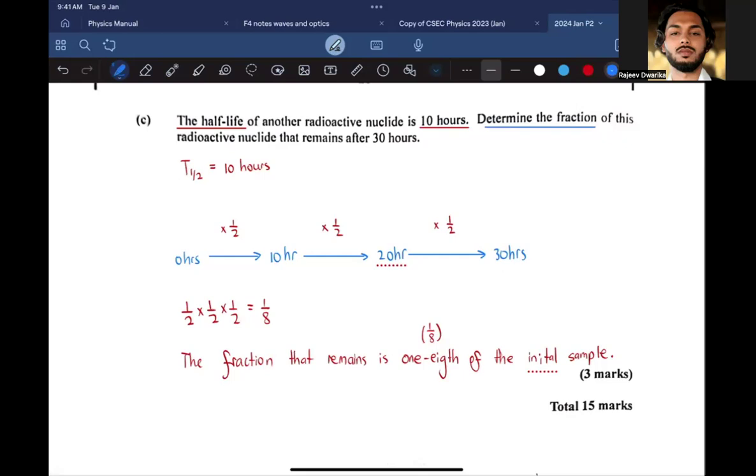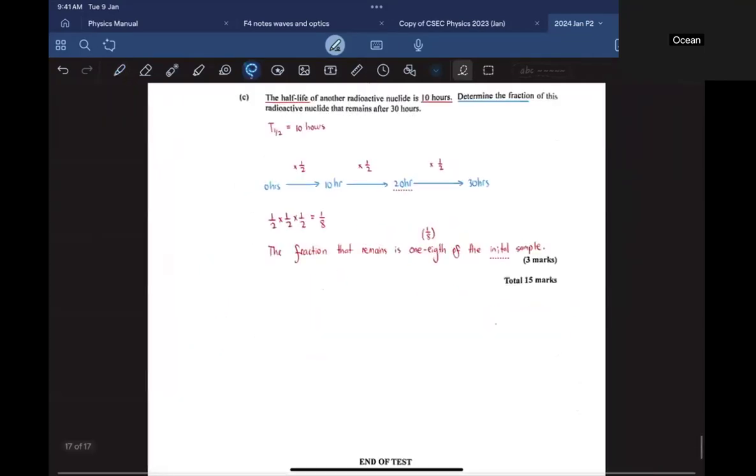Ocean, you understand what I'm saying? They said determine the fraction, so you probably shouldn't write the answer as a decimal. Yes or no? Oh, yes, right?